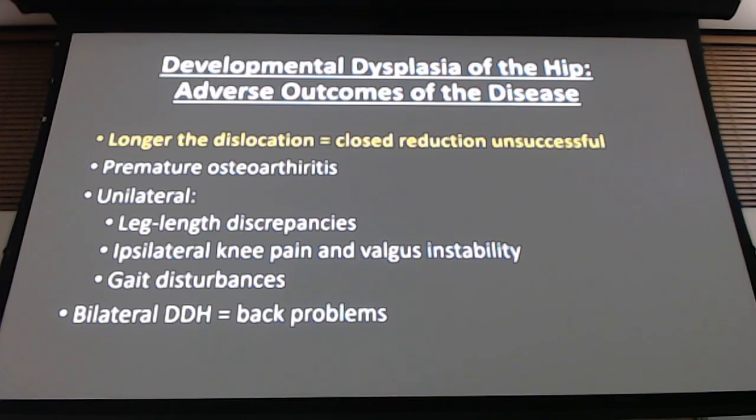So if it's unilateral, they can have leg-length discrepancies, ipsilateral knee pain, valgus instability. We'll talk about valgus next week. Okay? Gait disturbances. If they have a shortened leg, do you think they're going to walk funny? Yeah, right? So bilateral DDH can have back problems. Just think about this. If both sides are short, because the hips are subluxed or dislocated, do you think from them walking like this that it's going to hurt their back? Yeah. It hurts my back just doing it right now. But that's for different reasons.